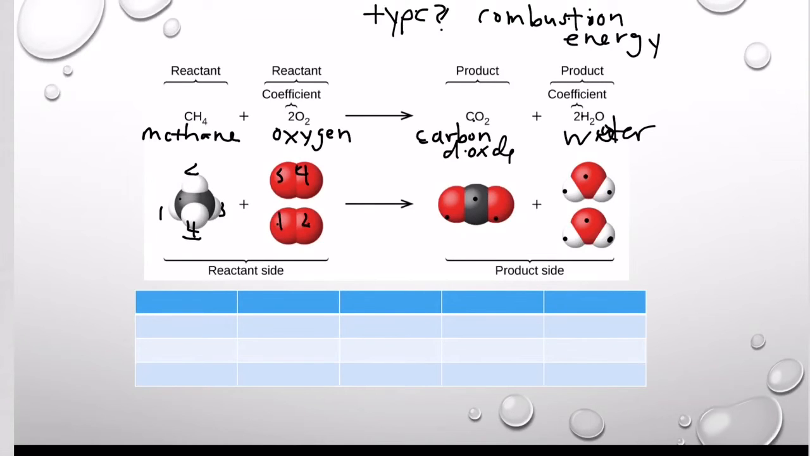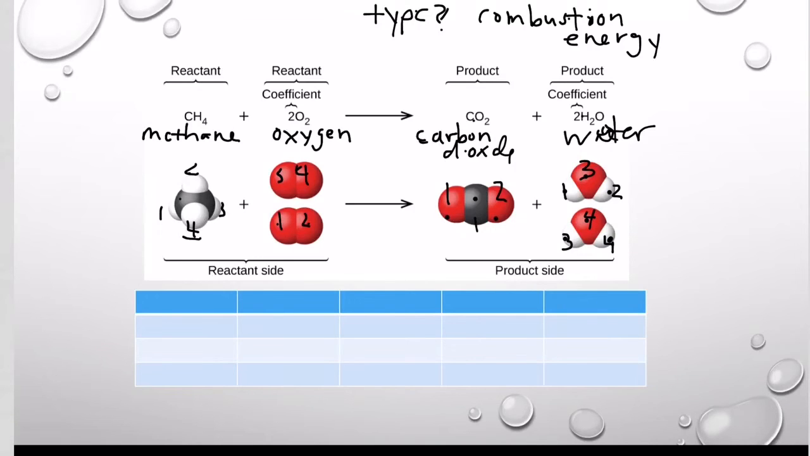Now, because we follow the law of conservation of matter, what can we expect on the other side? How many oxygens? 1, 2, 3, and 4. How many hydrogens? 1, 2, 3, and 4, and then we have our 1 carbon. So again, we have the same number of atoms on each side of the equation. They're just rearranged.